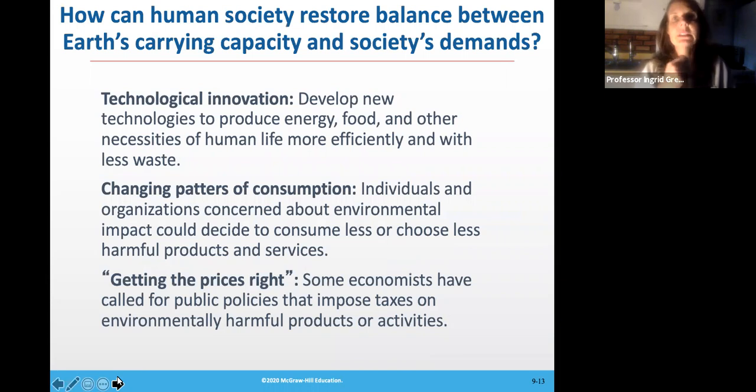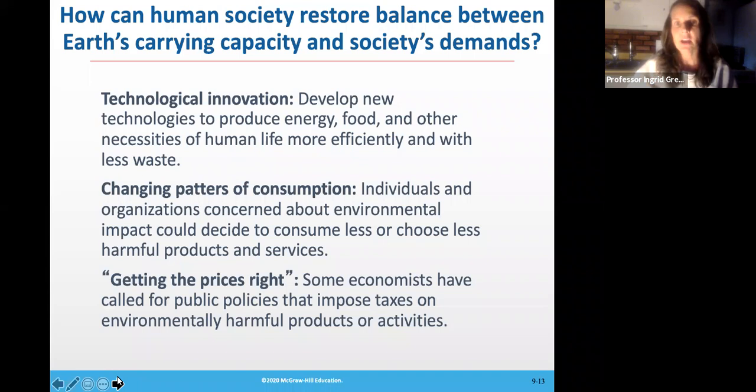So how can human society restore the balance between Earth's carrying capacity and society's demands? There are 3 major pieces to this slide. First is technological innovation. We develop new technologies to produce energy, food, and other necessities of human life more efficiently and with less waste. An example here is the genetic engineering of food, right? There's a bad side to genetic engineering of food, but when we talk about the environment, it's a good thing, right? That we can use less soil, we can use less fertilizer, and still get the same amount of food out of the ground. Very important.